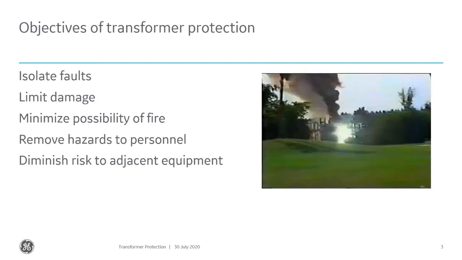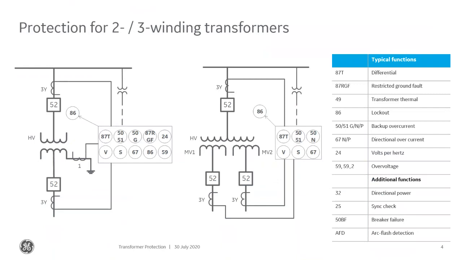Okay, so let's talk about some of the protection functions that we might want to have on a transformer. Now, transformers come in a lot of different varieties for different reasons, right? So they might be generator step-up transformers. They might be utility inter-tie transformers to an industrial facility where we're stepping the voltage down to the industrial facility, or distribution transformers where we're doing the same thing.